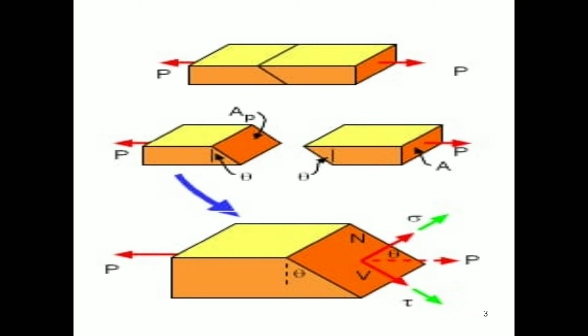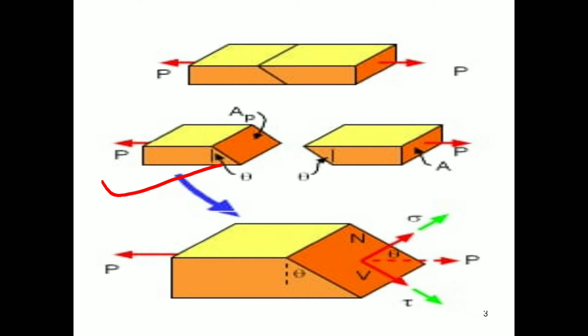For example, in this figure, a bar is subjected to the external force P. It is tensile in nature, and that particular bar has been cut by an oblique plane. This is the oblique plane, red color line. Due to that oblique plane, there will be two parts of the bar, the left hand part and the right hand part. This orange color shows the oblique plane.